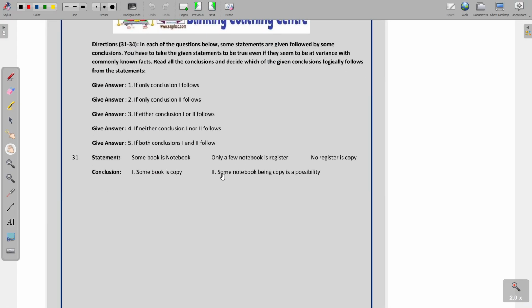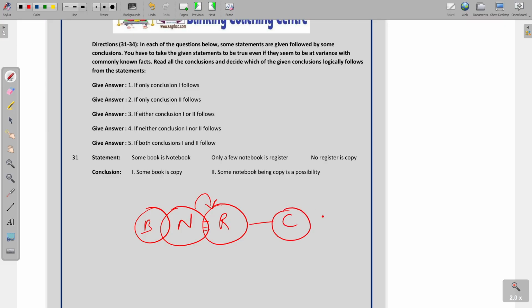So, here we have syllogism. See the first one. Some books are notebooks, and only a few notebooks are registers, and no register is a copy. Some books are copies: book here and copy here, there is no definite relation between book and copy. Some notebooks being copies is a possibility. So, here notebooks and here copy, some notebook being copy is definitely possible. Option 2 is the answer.